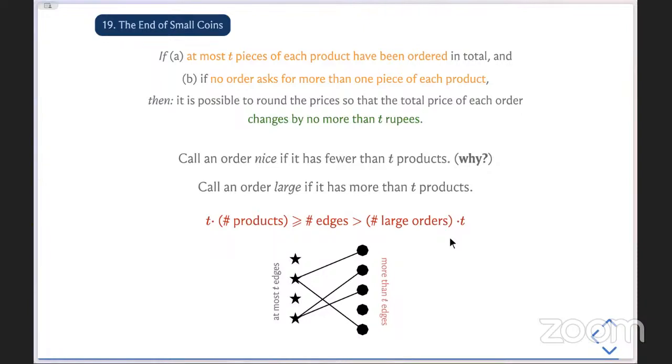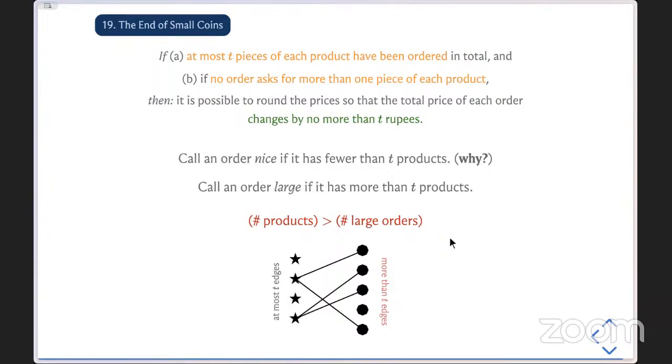Now from here, can you tell me what's the relationship between the number of products and the number of large orders? Which one is bigger? Products. Perfect. So we just drop this T from both sides and drop the number of edges to see that the number of products is more than the number of large orders. Just keep this at the back of our mind because this is going to be useful later.